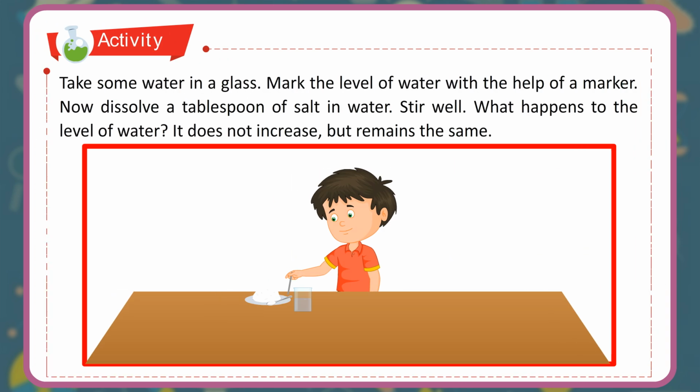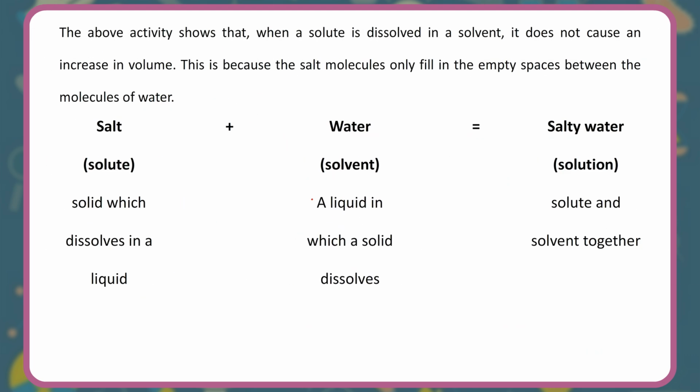Activity 5. Take some water in a glass. Mark the level of water with the help of a marker. Now, dissolve a tablespoon of salt in water. Stir well. What happens to the level of water? It does not increase, but remains the same. The above activity shows that when a solute is dissolved in a solvent, it does not cause an increase in volume. This is because the salt molecules only fill in the empty spaces between the molecules of water.